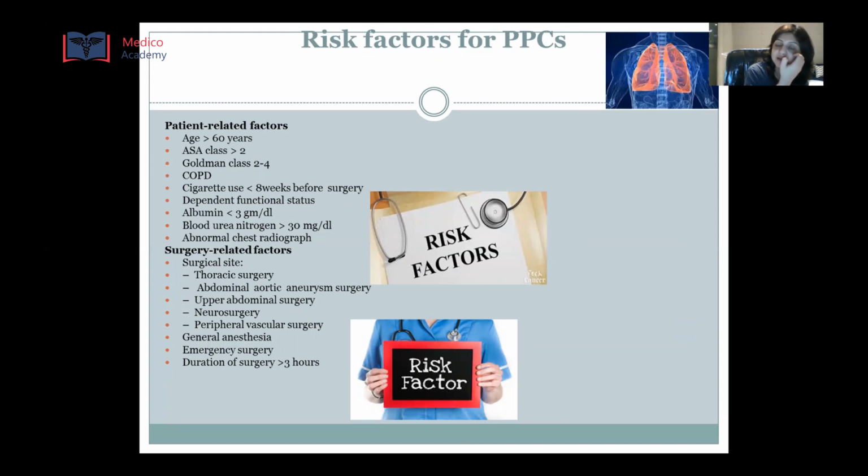So these are the patient-related factors that can lead to increased PPCs: age, ASA status, Goldman status, COPD, cigarette use, albumin levels, BUN levels, and abnormal chest radiograph. And we have surgery-related factors: the site of surgery, the general anesthesia involved, if it's an emergency surgery, and if the duration is, say, more than 3 hours.